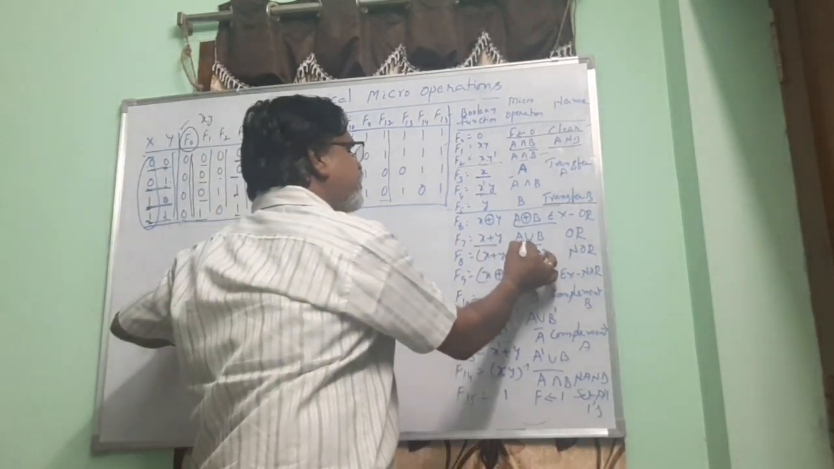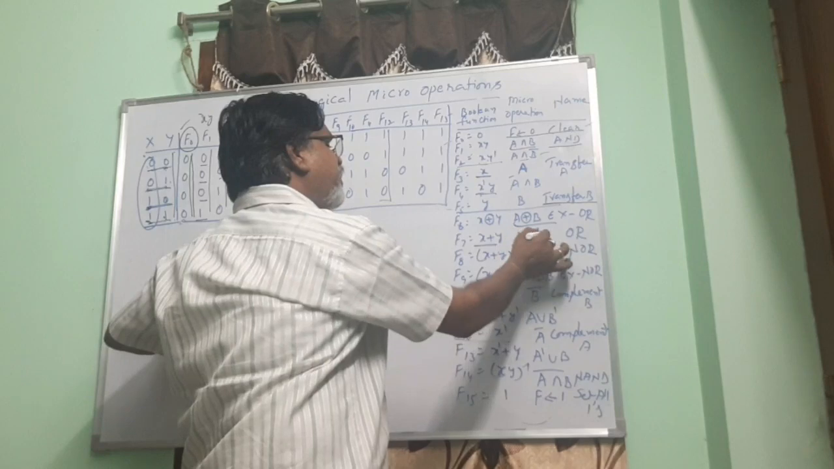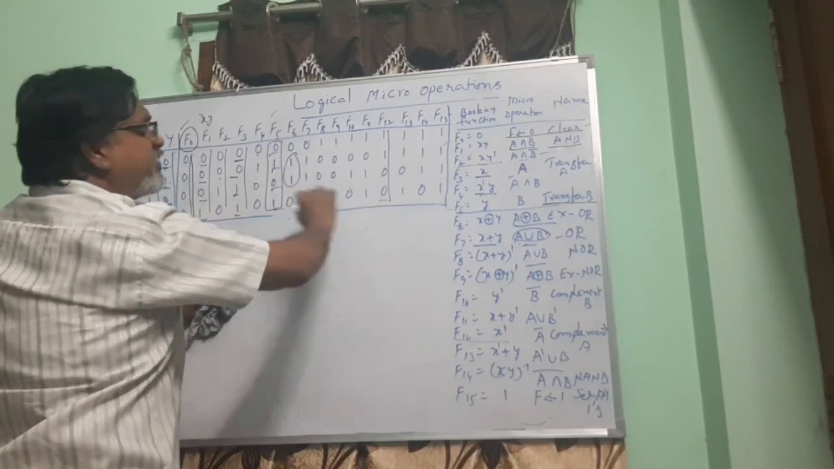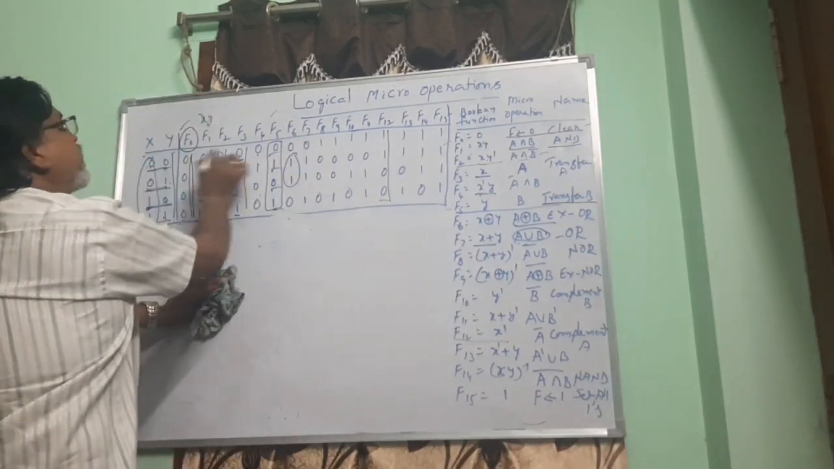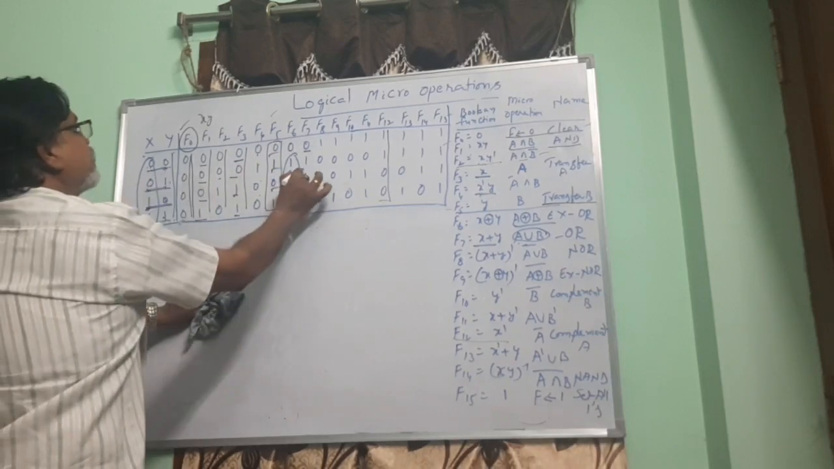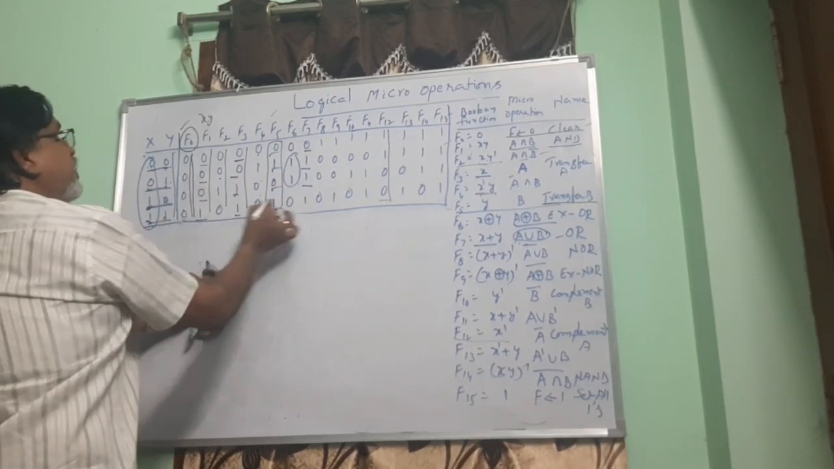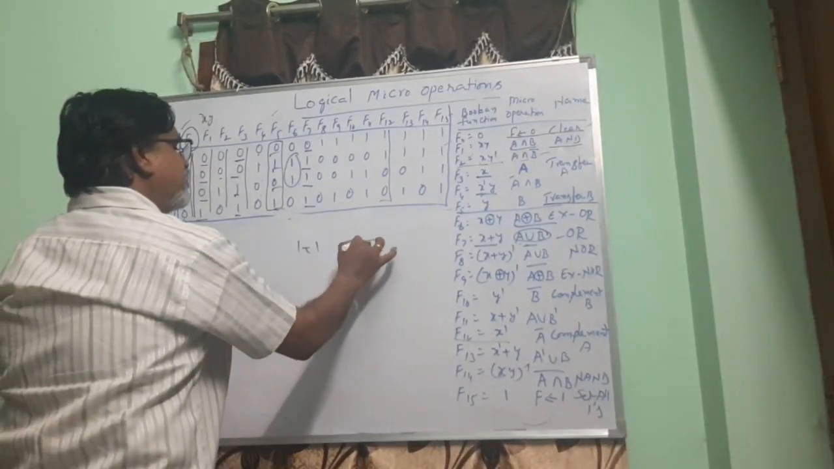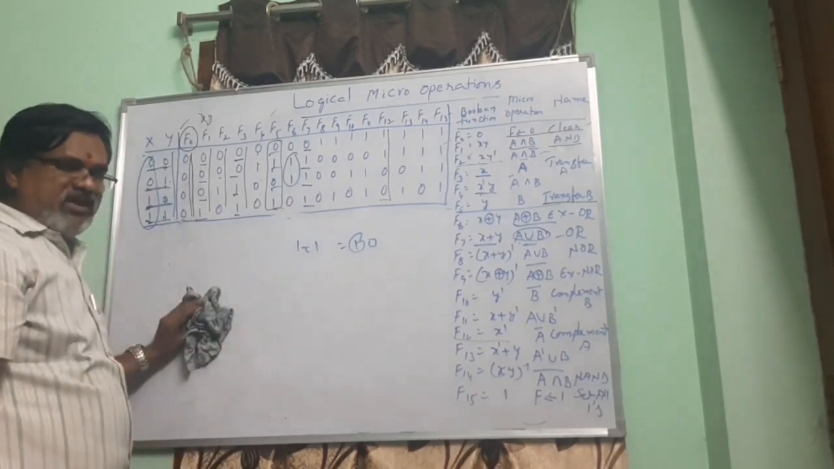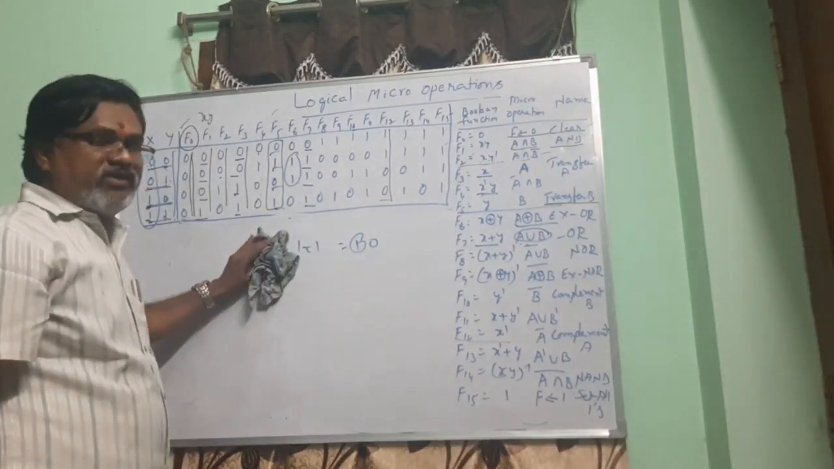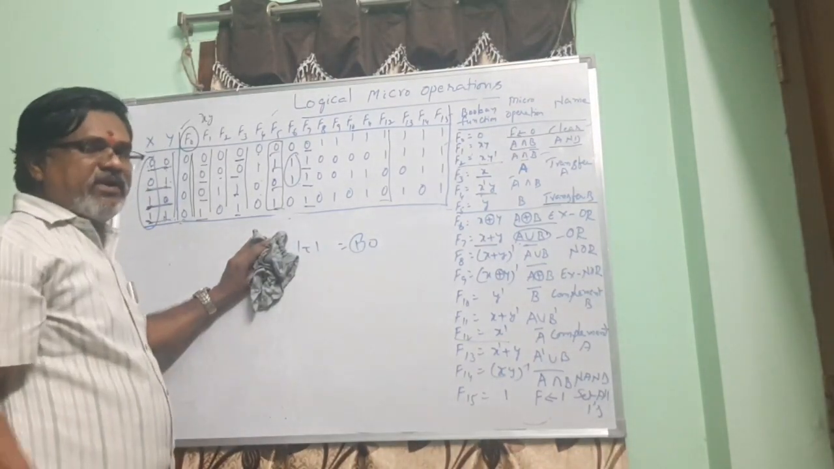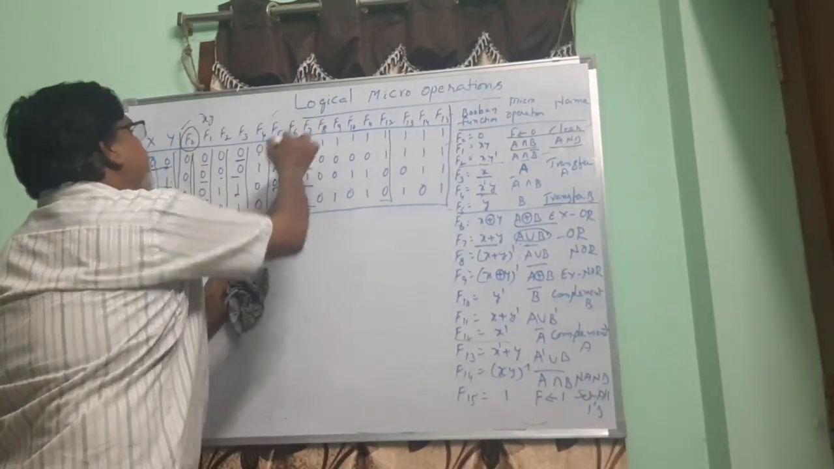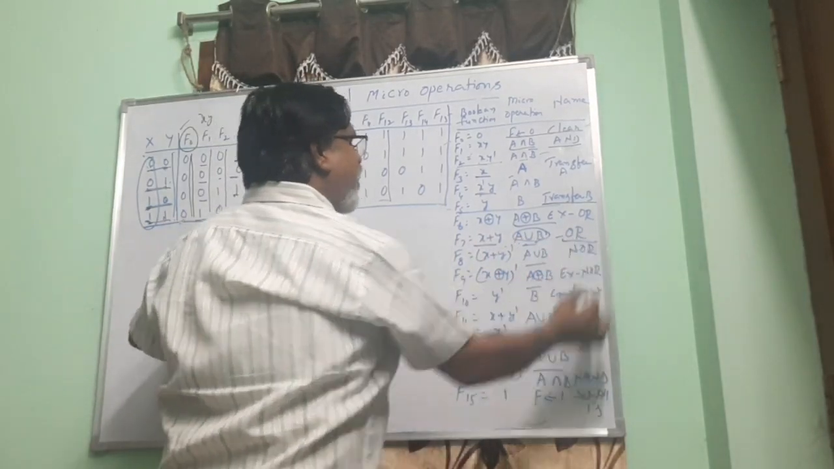Now F7. So this is A union B, just the OR operation. So A union B, A plus B. So which one is F7? 0 plus 0 is 0, 0 plus 1 is 1, 1 plus 0 is 1, and 1 plus 1 is 1. You can ask me, sir, 1 plus 1 is 1? But 1 plus 1 equal to 1 0 is the concept of our adders, not of the gates. We have already discussed this point. So in gates, this is the operation. F7 is meant for x plus y, that is the OR gate.